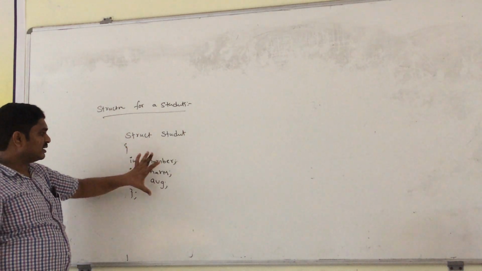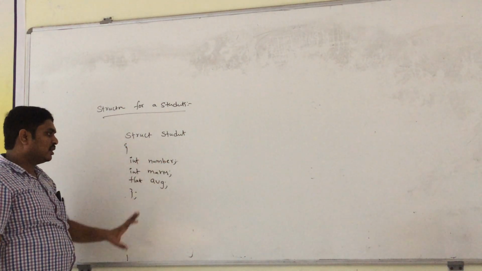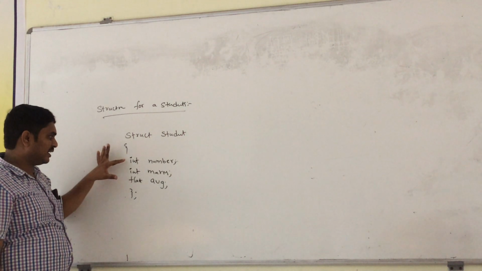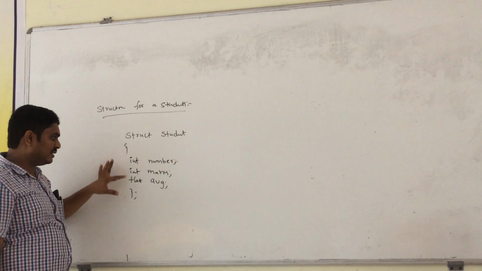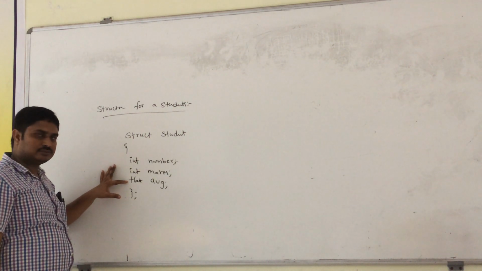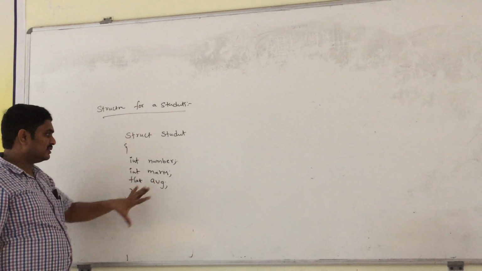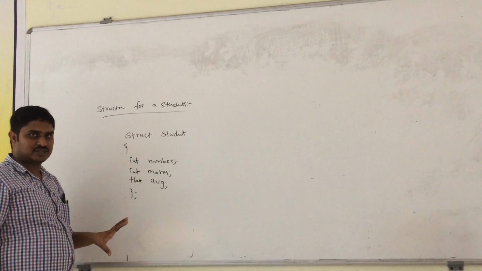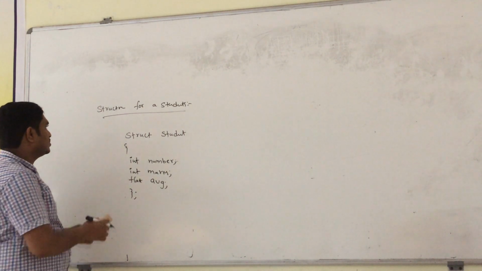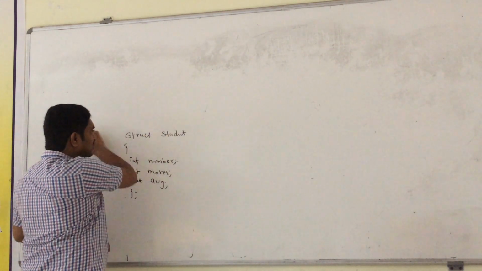Here the structure is a collection of heterogeneous elements, that means different data. Here there is an integer and a float. So these are the two different data types we took. This is entirely called a structure. Okay, so a simple program for structure.